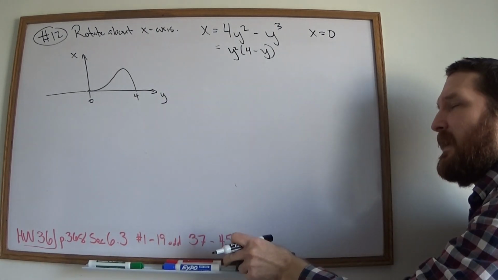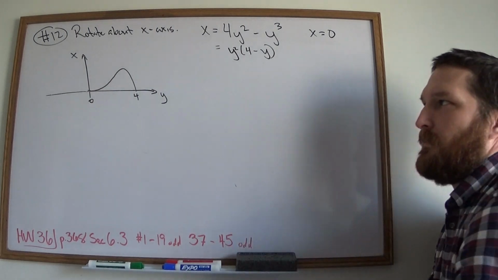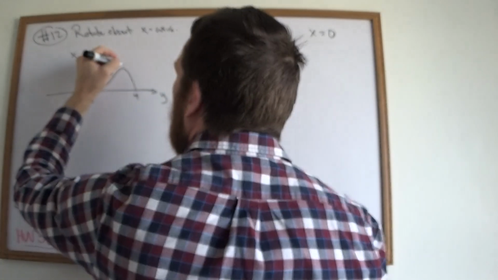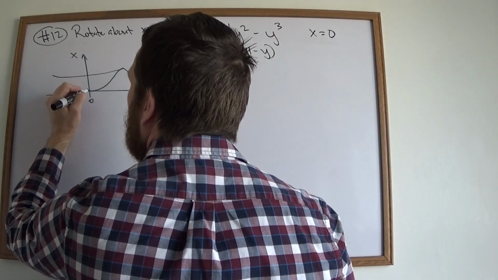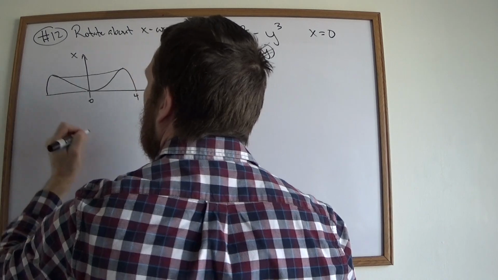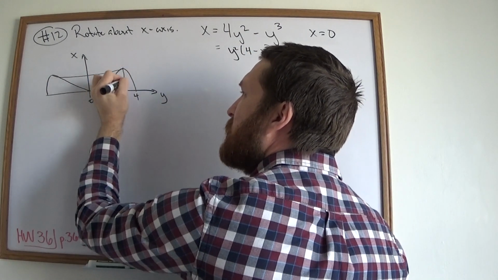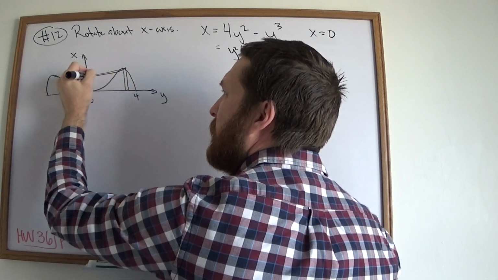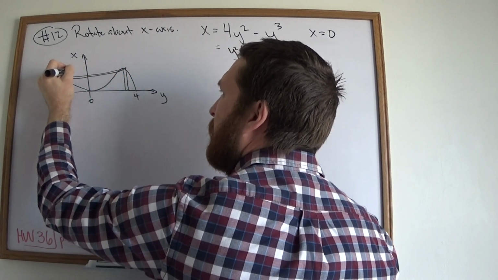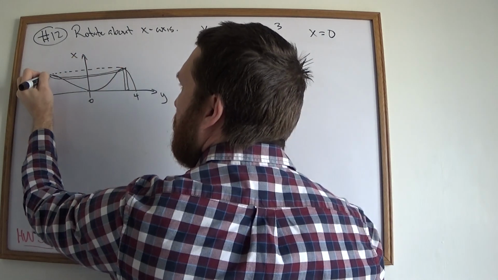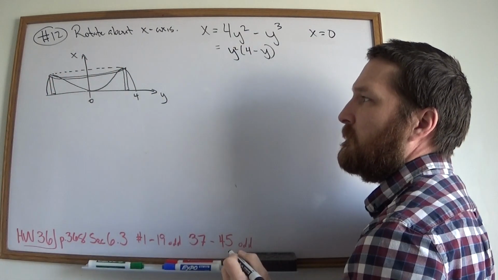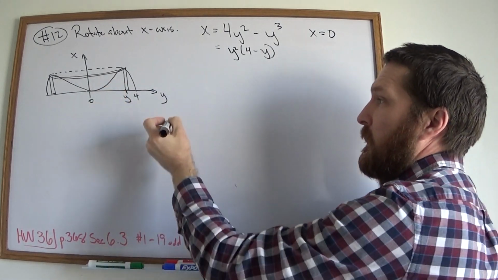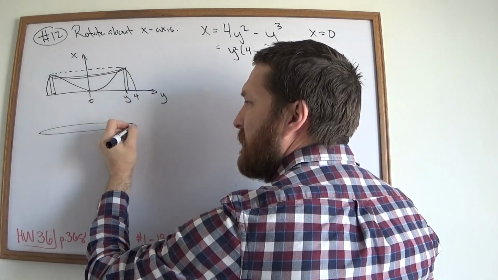And of course, in this section, everything you're doing is cylindrical shells, and it even tells you to use the method of cylindrical shells. So I'm going to draw what that would look like. It comes around like this, back up, like that. One of those cylindrical shells is going to look like this, at some value, call it y.